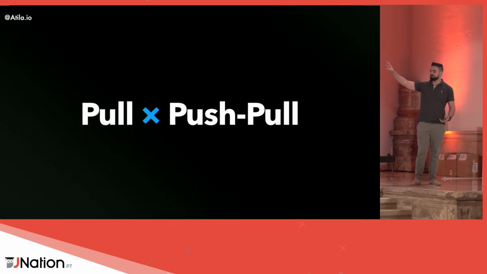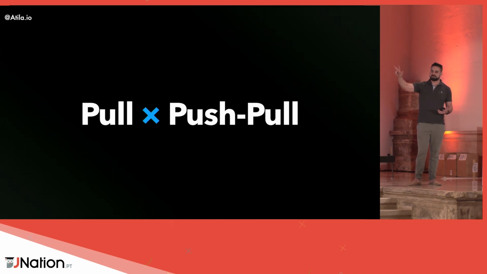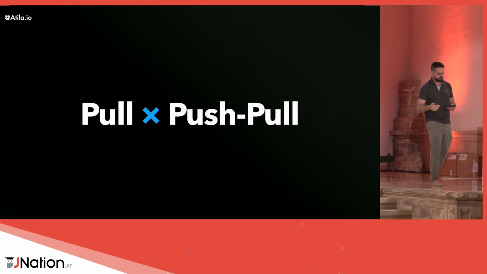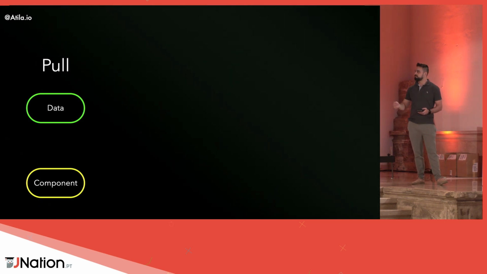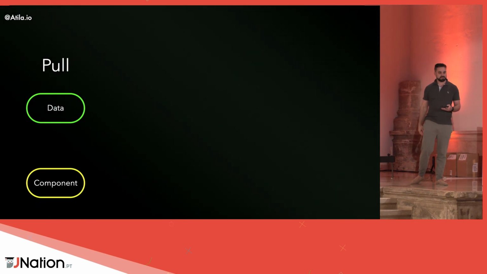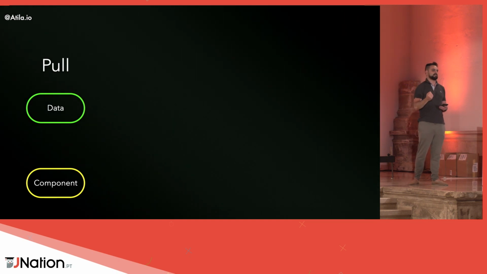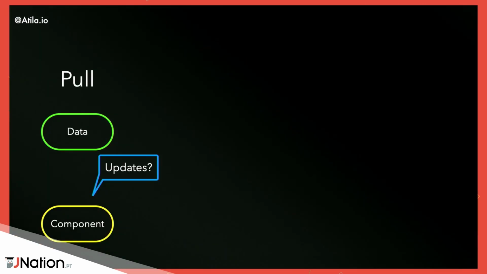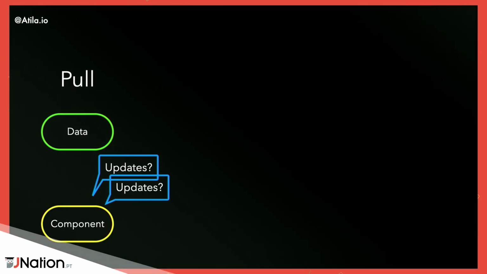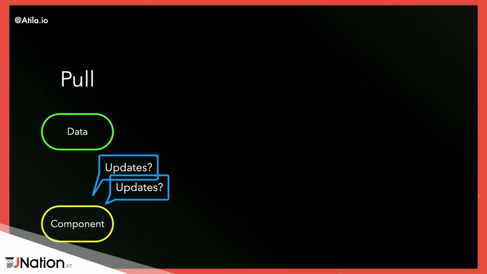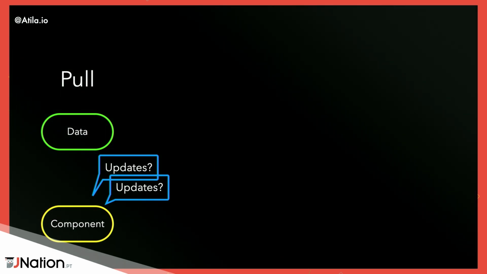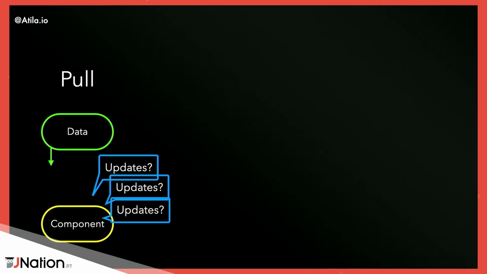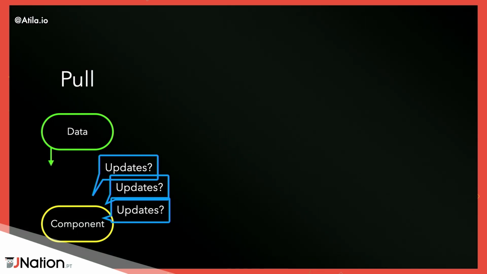So we have essentially two different architectures, or three. We have pull, push, and then a mix of them. Let's see the differences. For pull, you have a data source and a component. Pull means that the data source doesn't know about the component, and the component needs to pull those updates from the data. The component doesn't know if the data is updated or not, so it keeps asking: do you have updates? No. Now, do you have updates? No. And eventually there will be an update, and the data is going to give it.